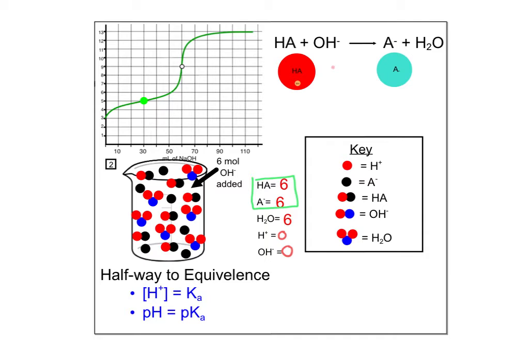So because we are at the halfway to the equivalence point, because HA and A minus are equal, that means the concentration of H plus is equal to the Ka. So to find pH, the pH is equal to the pKa, which, just a reminder, is the negative log of the Ka for that weak acid. So that's how we can find the pH at the halfway to the equivalence point. You'll write down this information, draw this picture, and put these calculations under beaker number 2 on your notes page.